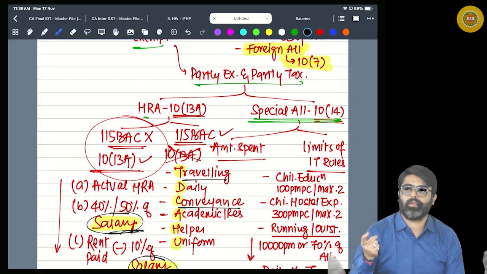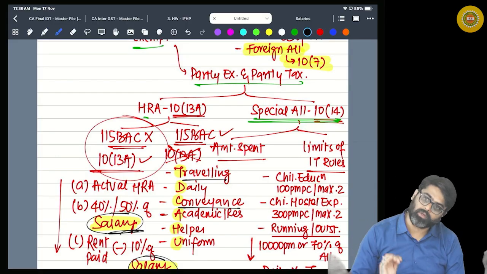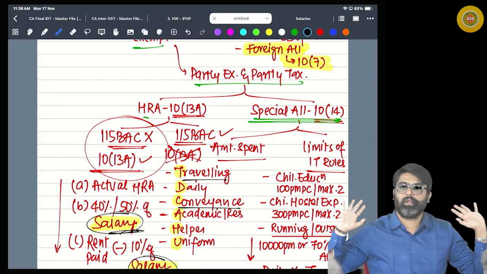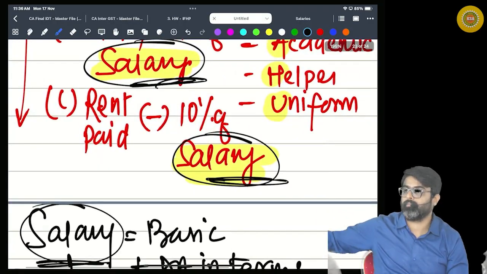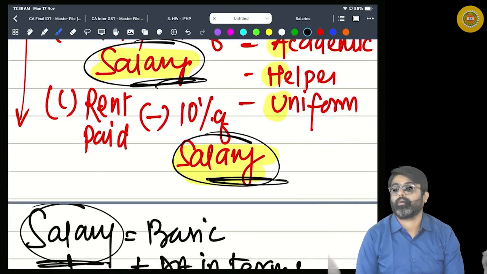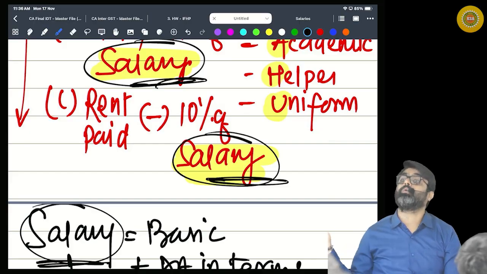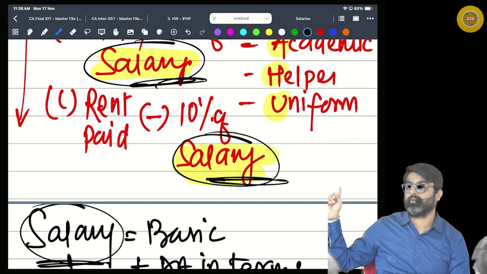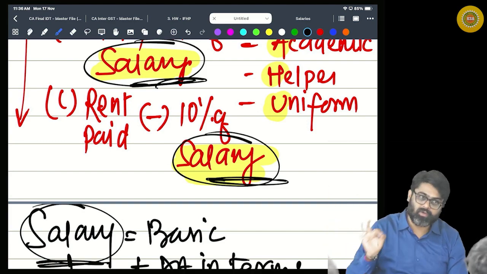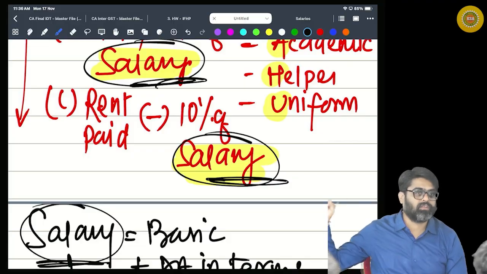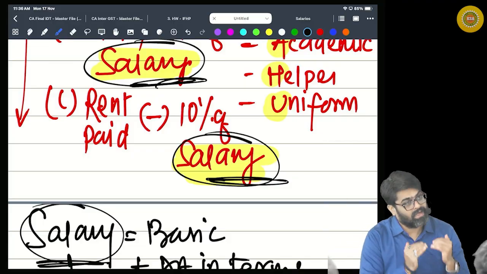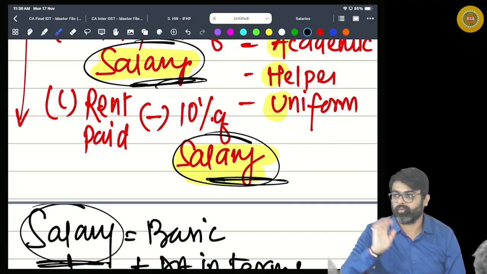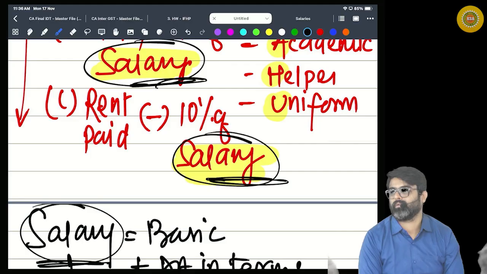What if the rent paid by you is equal to 10% or less than 10%? HRA exemption is not available, because in that case the limit C will become negative. Limit C is what? Rent paid over and above 10%. Yes or no? So if the rent is over and above 10%, this limit is positive, then you are going to get the exemption. What if this limit is negative? Meaning the rent paid by you is less than 10% of your salary. You are not going to get any exemption. Will you remember this, everyone?